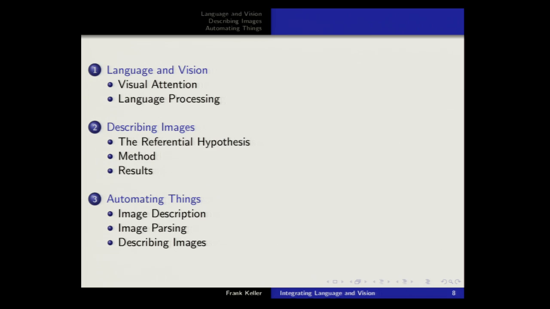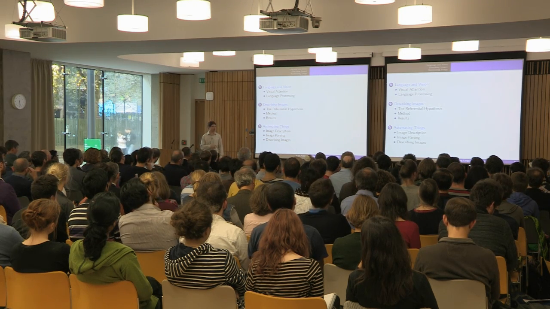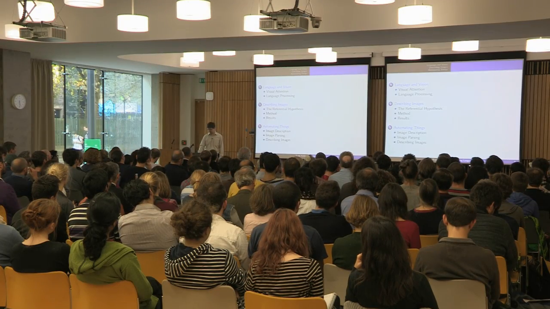Before we can start, I'll introduce a bit of background on language and vision. That's the first part of the talk. This will be quick, just to give you a feel for what people have found out by studying the modalities in isolation. And then we'll look at the image description task. We'll start from a hypothesis, which I'll call the referential hypothesis. And this hypothesis will then generate a prediction about how people describe images. And then we can run an eye tracking experiment to test that prediction. In the third part of the talk, as I said, we'll look into automating the task of image description.